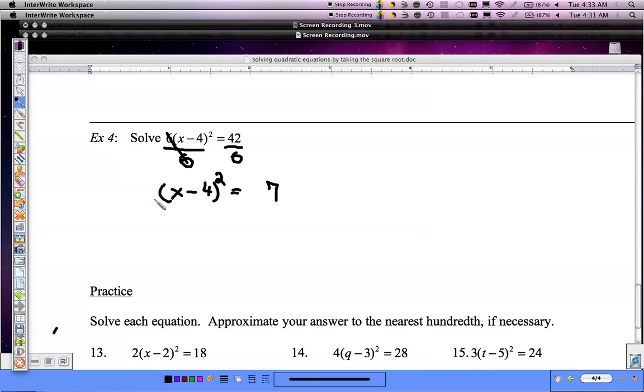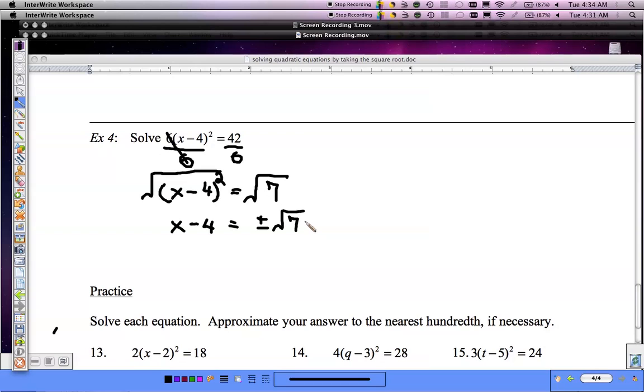Now this is where it gets just a little bit ugly. What we're going to do here is take the square root of both sides of this equation to get rid of the squaring on that parentheses. That's the only way we can unlock that parentheses. Once I take the square root, on the left hand side all I have is x minus 4. On the right hand side, what I have is plus or minus radical 7.